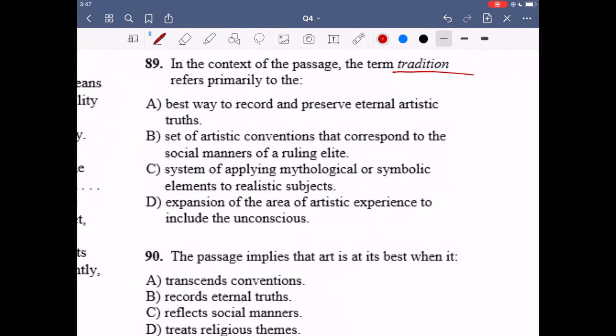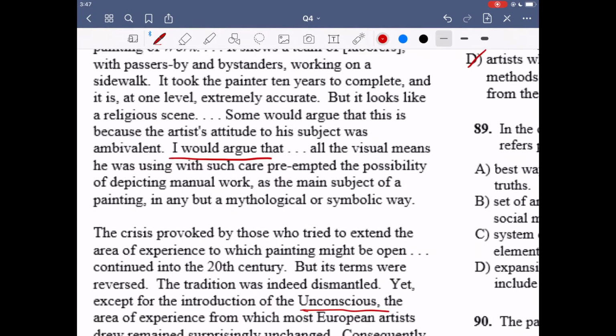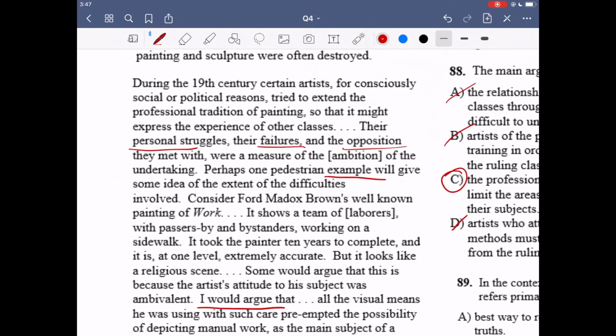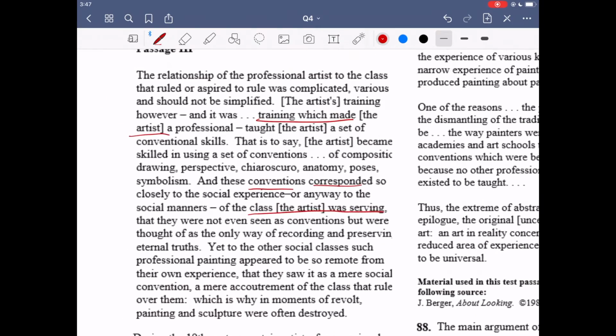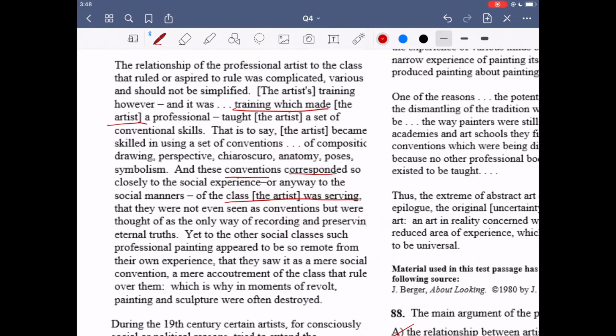So tradition, what is it referring to? In this case, without even going back to the passage, I would think tradition refers to the ways that artists were traditionally taught, the training they received, and how those traditions led them to paint in a certain way. So let's go back and see where we see the word tradition. Whenever I get a question like that, I quickly speed read through the entire passage looking for the word tradition. Of course, this is timed on the MCAT, so you've got to be quick with that.